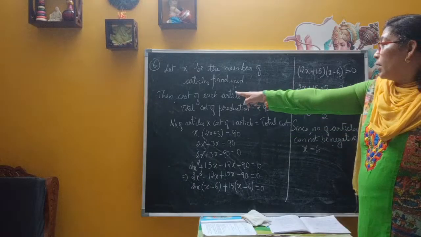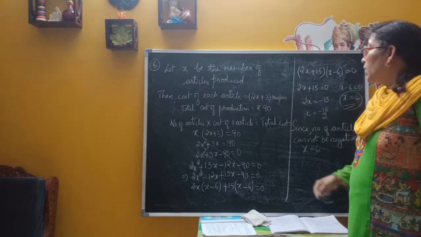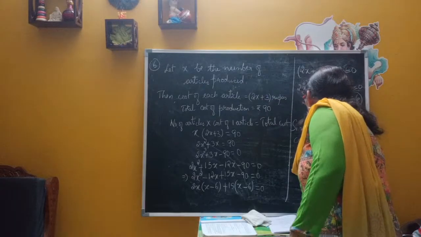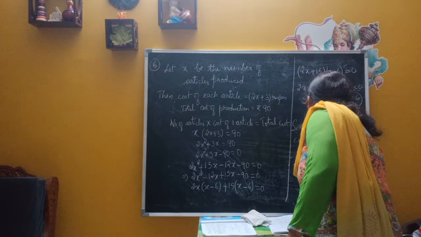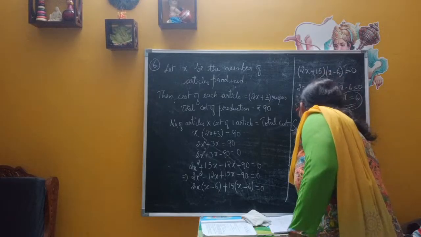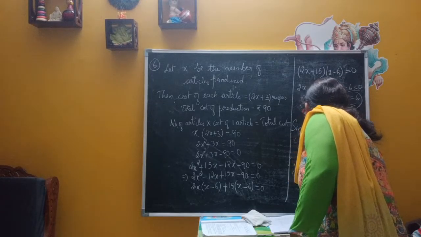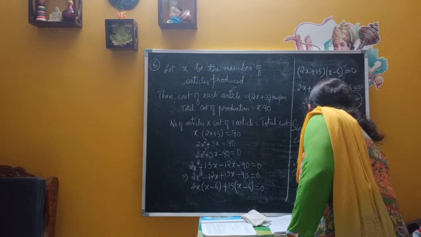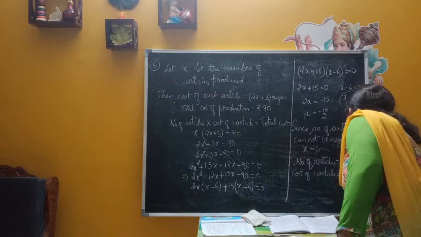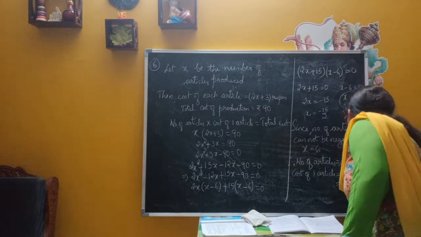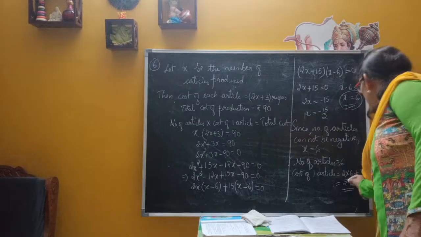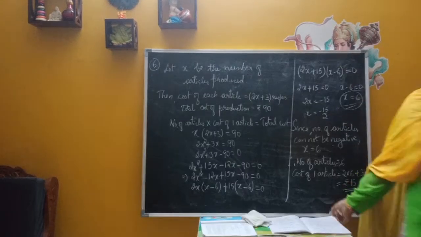Therefore the number of articles produced is 6, and the cost of one article is how much? 2x plus 3, that is 2 into 6 plus 3. Okay, so 2 6s are 12, 12 plus 3, rupees 15. So the cost of one article is rupees 15.